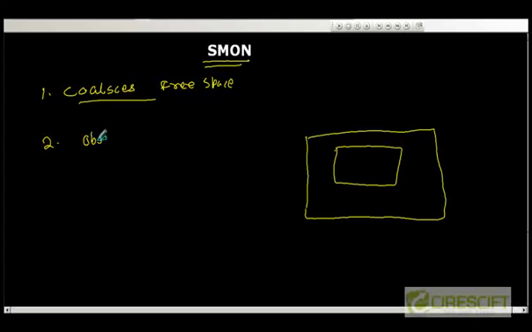Okay, so number 2: whenever we delete, there are very low-level system tables, like obj$. These low-level tables contain all those things, but when you delete, it may not happen that the rows in the low-level tables get deleted. It may happen that the low-level tables still contain those rows. SMON is going to clean those things.